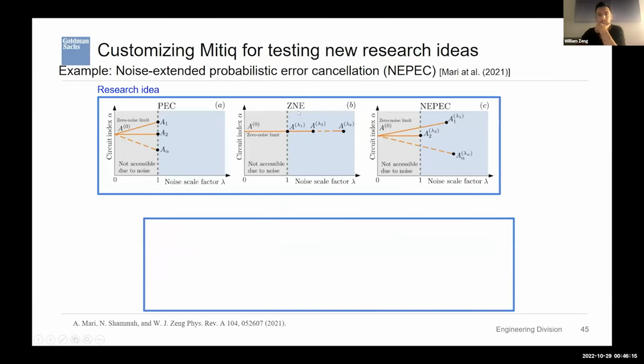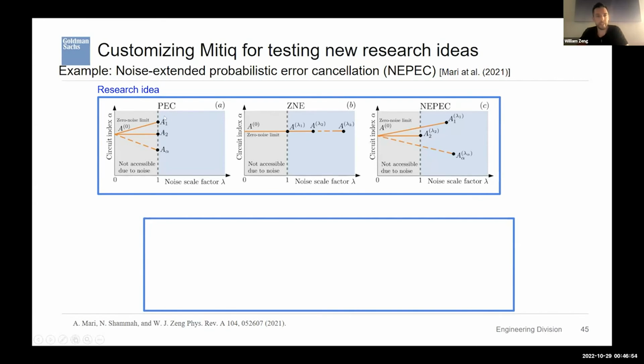But I want to tell you a little bit about another thing that you can start to think about doing when you've got error mitigation techniques in a software package. One thing you can do is, they're complicated, but you can just compose them. You can say, why don't I, every time I generate a noise scaled circuit for ZNE, run PEC on that and see how that works? Something in this vein, but at a more theoretical level, is called noise extended probabilistic error cancellation, that I worked on with Andrea Mari and Nathan Shammah at Unitary Fund.